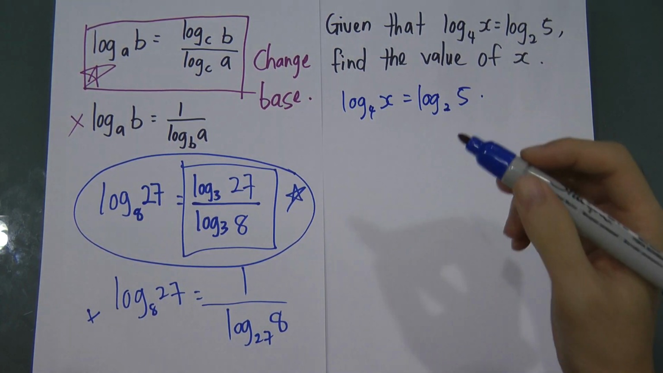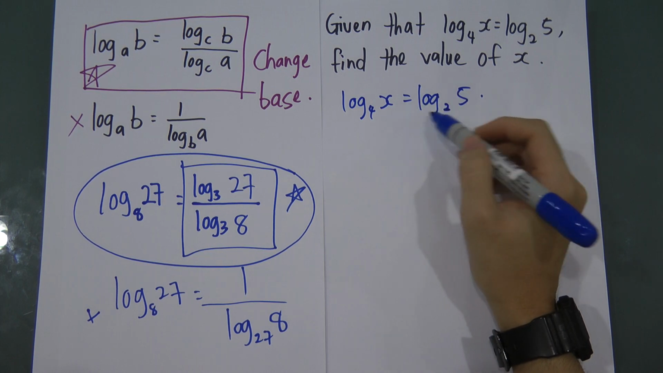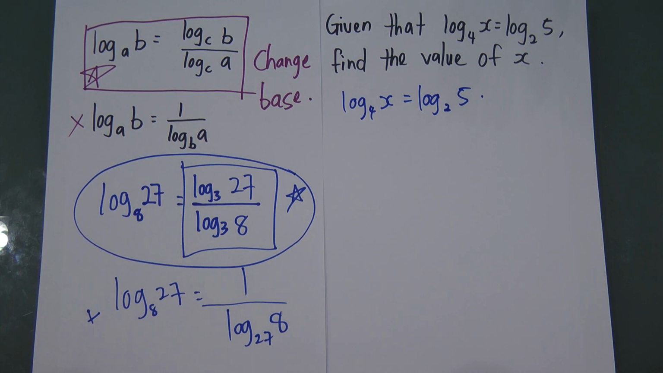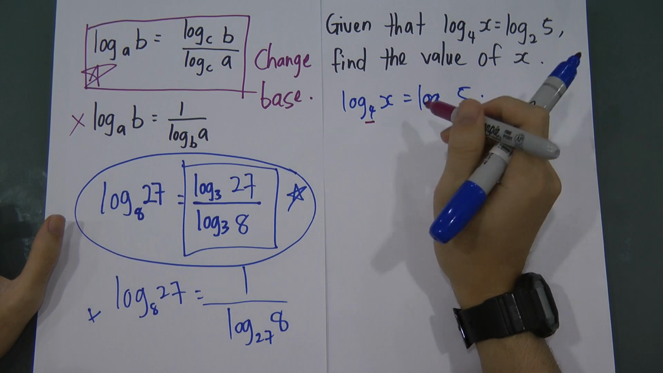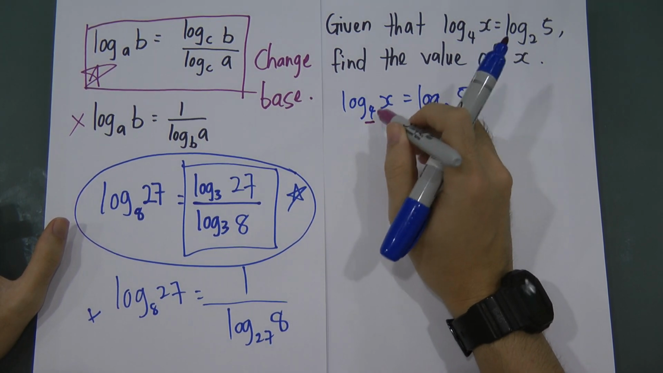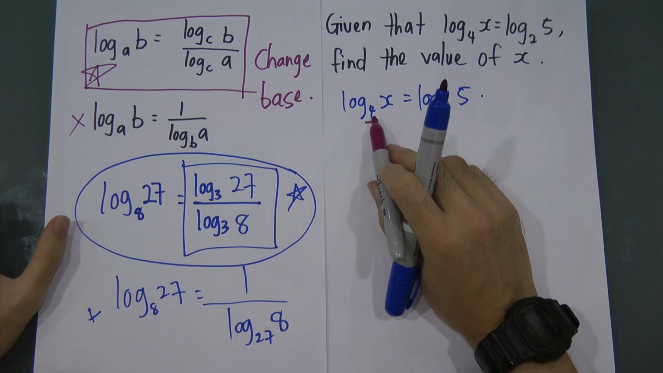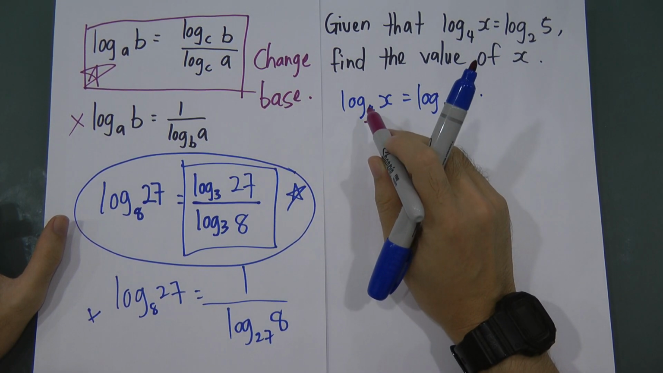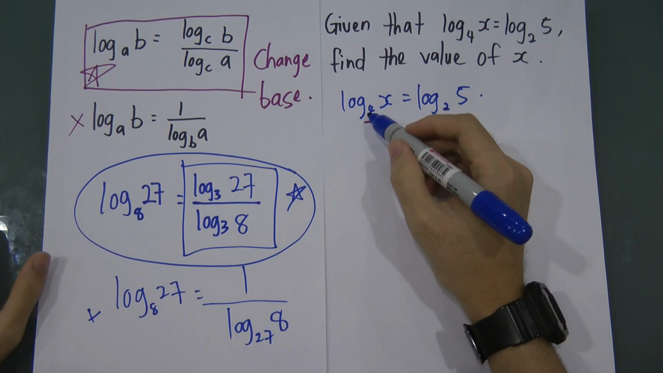Now you have to make a decision whether you want to change log base 4 to base 2, or change base 2 to base 4, because a lot of students are not so sure which one to change. Remember what I say over here: whenever you got 4 and 2, we always change base for the number which is bigger or larger. So if I have 4 and 2, I will choose 4. If I have 3 and 27, I will choose 27. Choose the base which has the largest value. So over here I change base 4 to base 2.